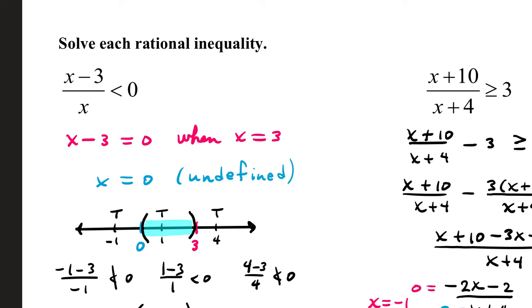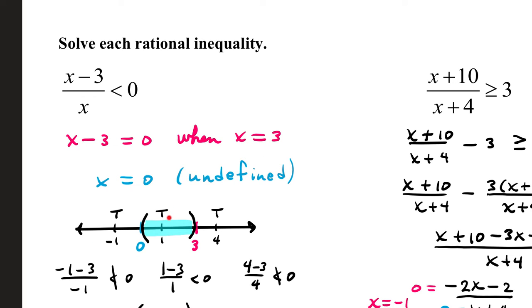So we're going to mark off the key numbers where the rational expression is 0 at 3 and undefined at 0. Then we're going to test numbers around and in between the key numbers. -1 subbed into the original problem, -1 minus 3 divided by -1, that is not less than 0, so this interval is full of bad numbers.